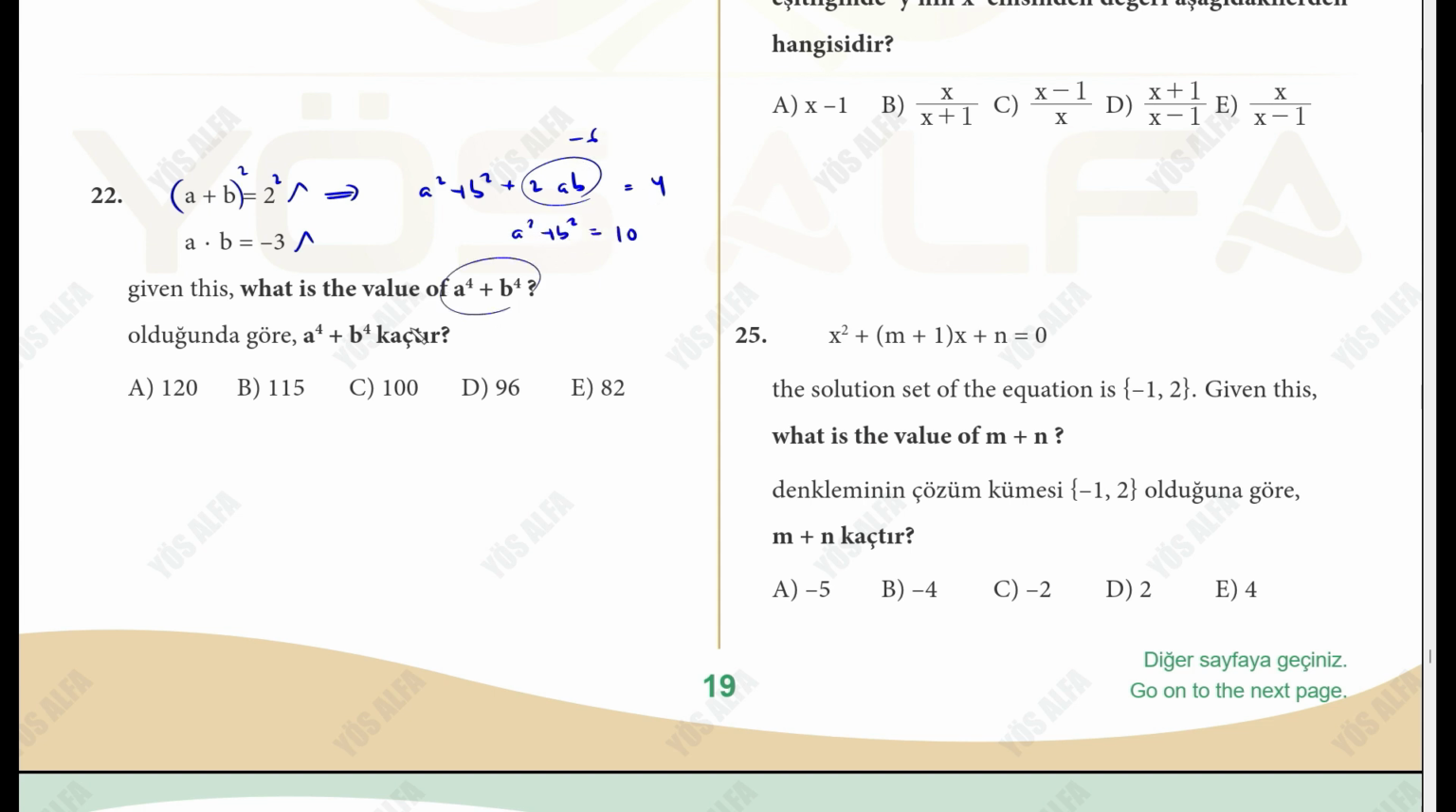So we are asked to find a to the 4 plus b to the 4. So we'll square our answer one more time again. So we get a to the 4 plus b to the 4 plus 2 times a squared b squared is equal to 100. So ab is negative 3. So negative 3 the whole square is 9. 9 times 2 is 18. So a to the 4 plus b to the 4 is 100 minus 18, which is 82.